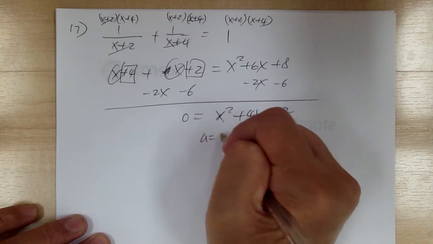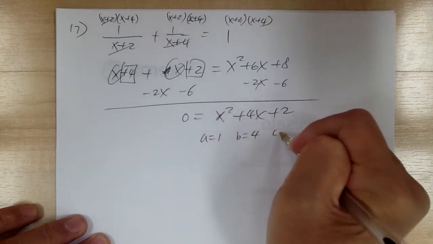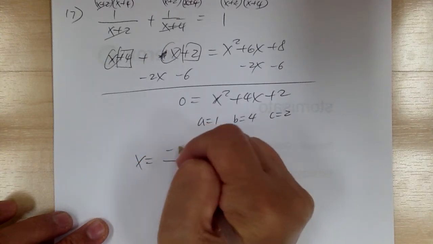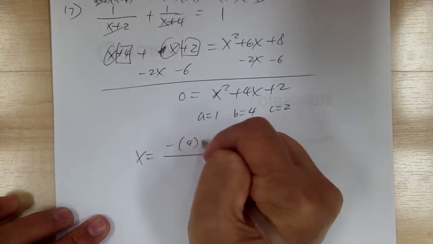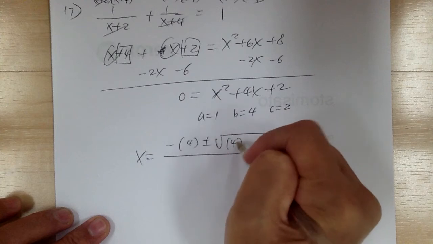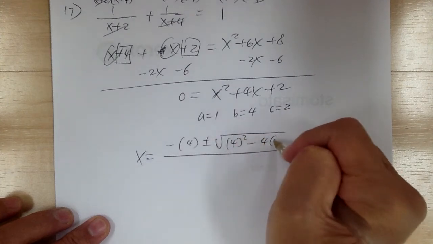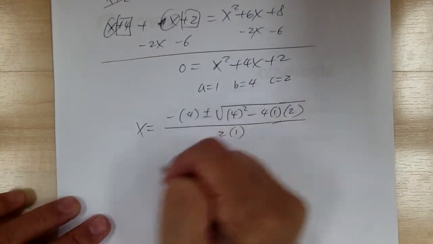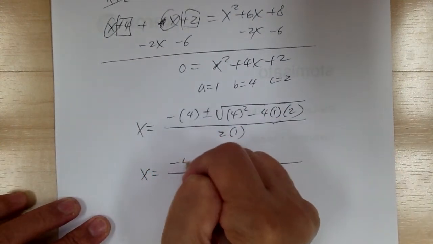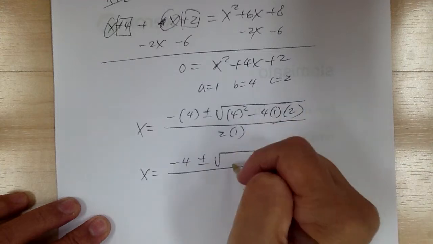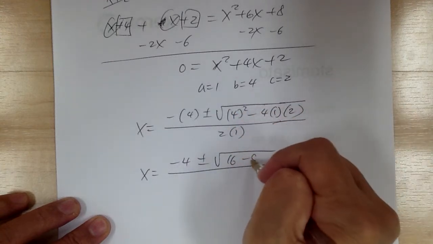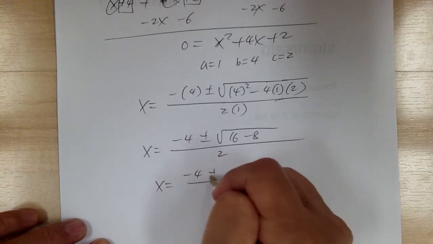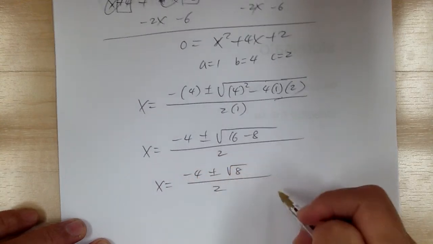Okay, so you got a equal to 1, b equal to 4, c equal to 2. So x equal to negative b plus or minus square root of b squared minus 4ac over 2a. So x equal to negative 4 plus or minus square root of 16 minus 8 over 2. So x equal to negative 4 plus or minus square root of 8 over 2.